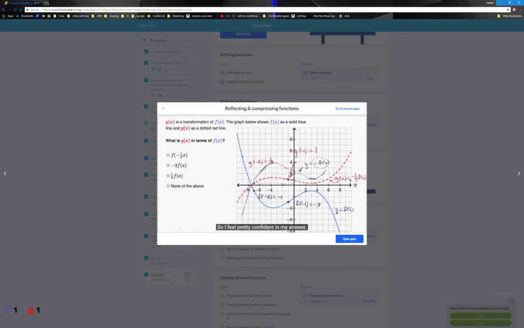So I feel pretty confident in my answer. g of x is equal to negative 1/3 times f of x. Once again, negative f of x we just flipped over, and then multiplying it by the 1/3 diminishes that, which we see right over there. So I feel pretty confident with my none of the above.